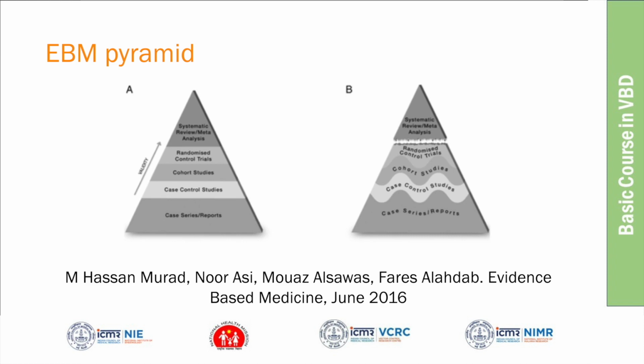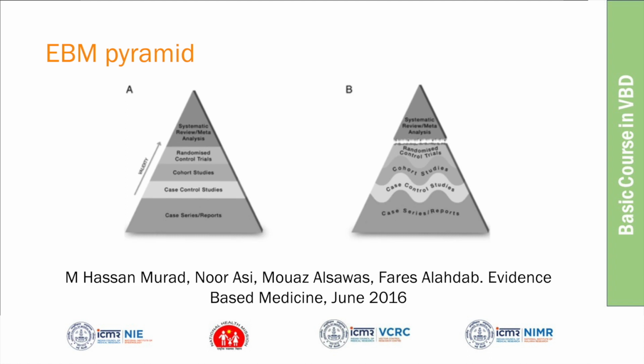So if you see this pyramid, or rather a triangle, you can see that at the bottom there are certain study designs which we call case series and case reports. Then we have something called case control studies. Then we have something called cohort studies. Then we have randomized controlled trials and systematic review and meta-analysis.